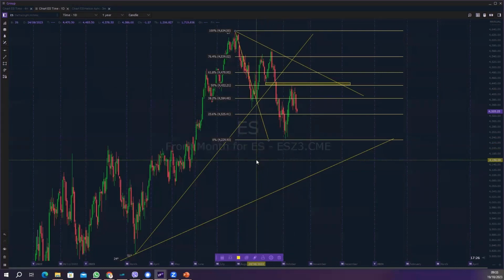Why are we doing this? We are not using technical analysis to tell us what to do next.